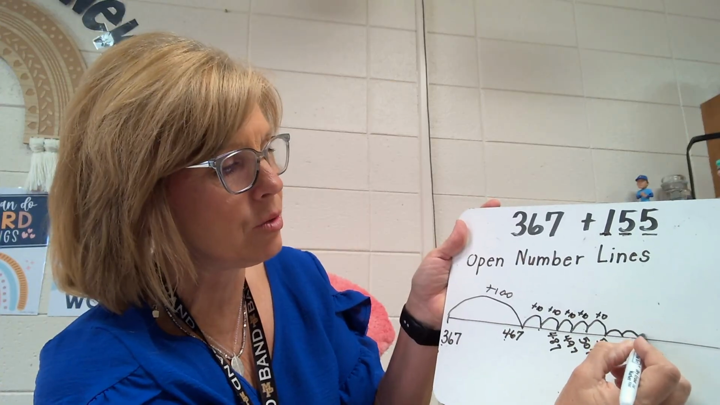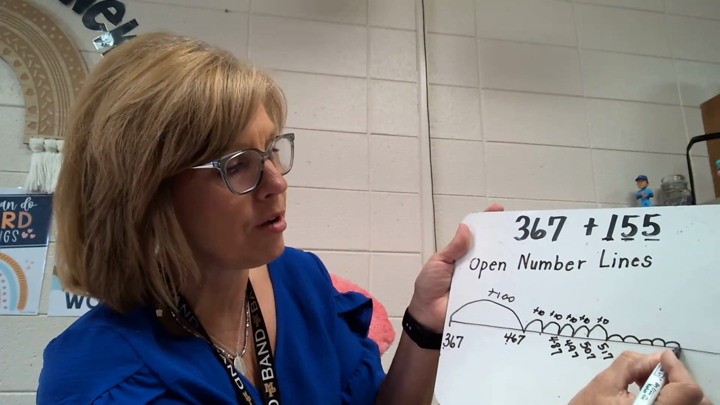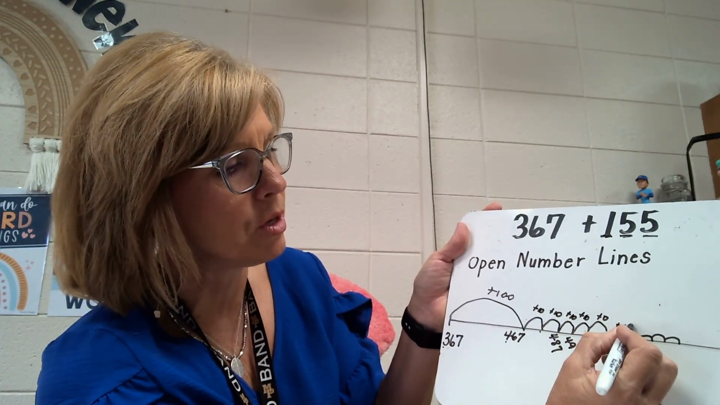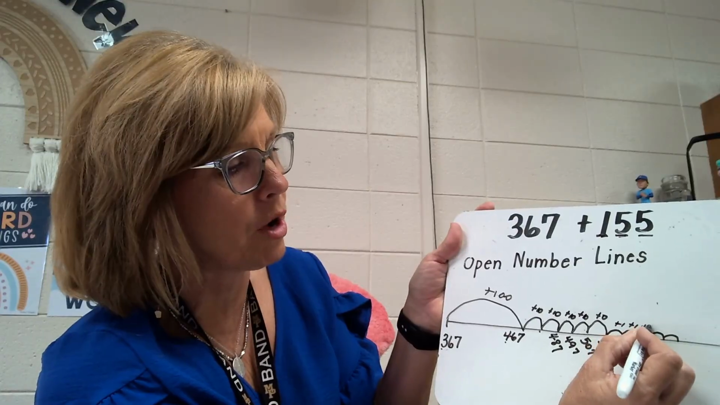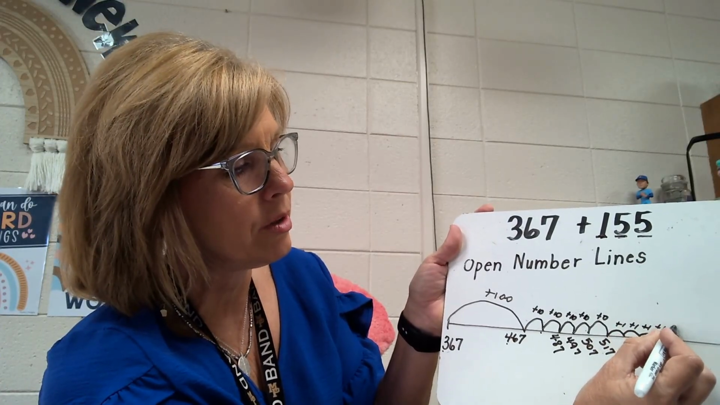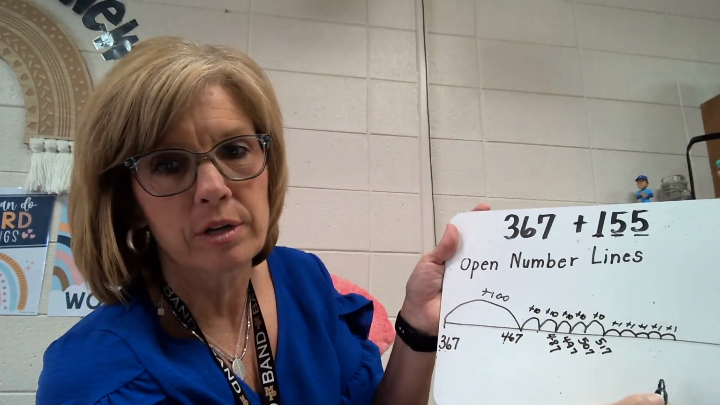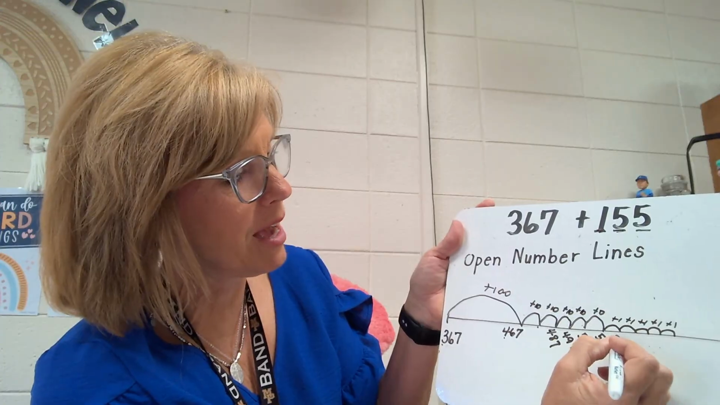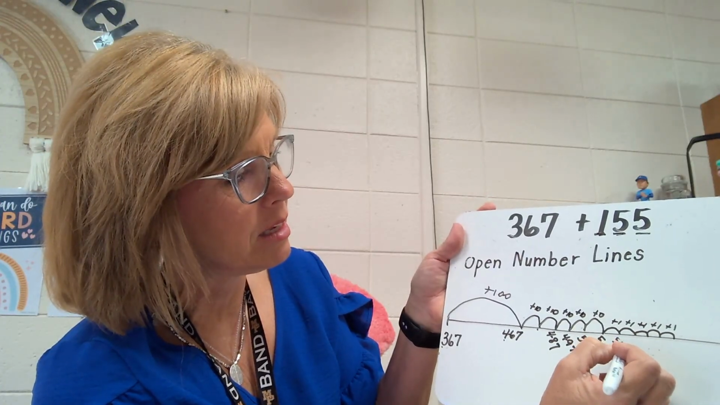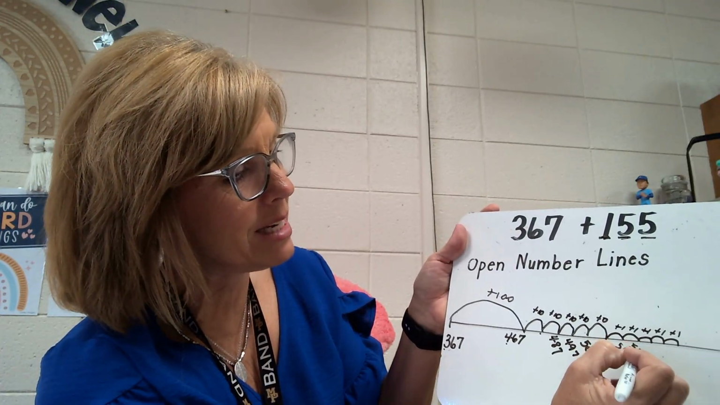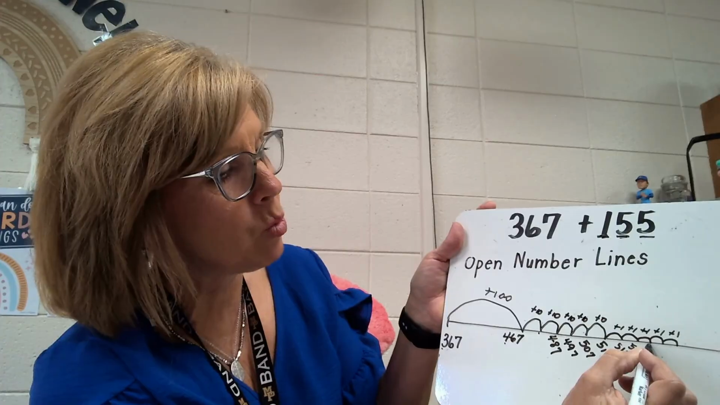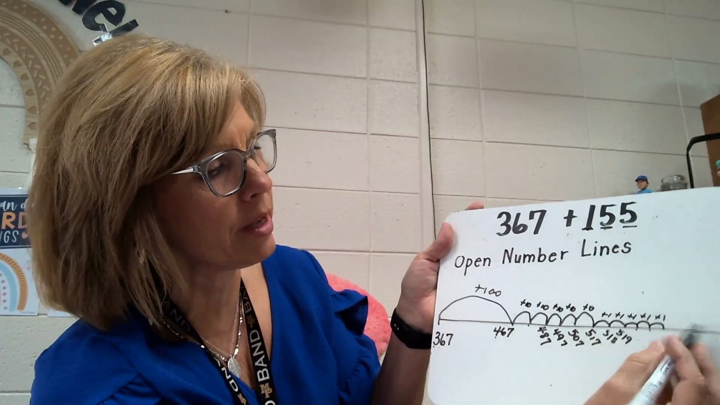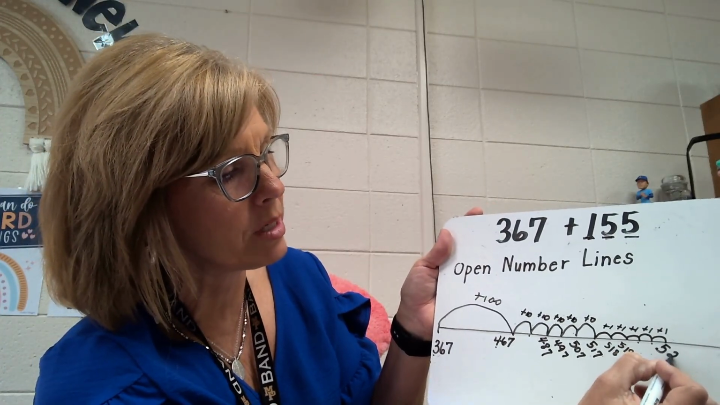1, 2, 3, 4, 5. Each of those are adding a 1. Notice how the jumps are smaller. It's a visual cue. So this would be 518, 519, 520, 521, 522.